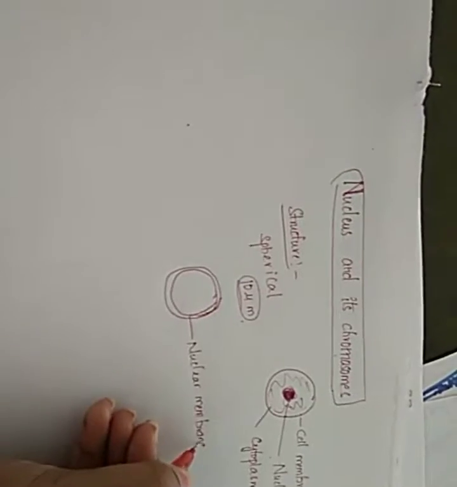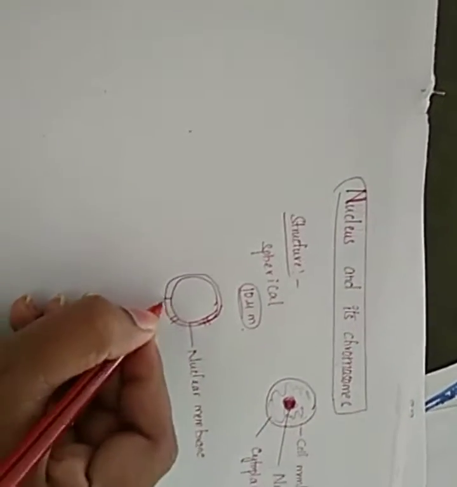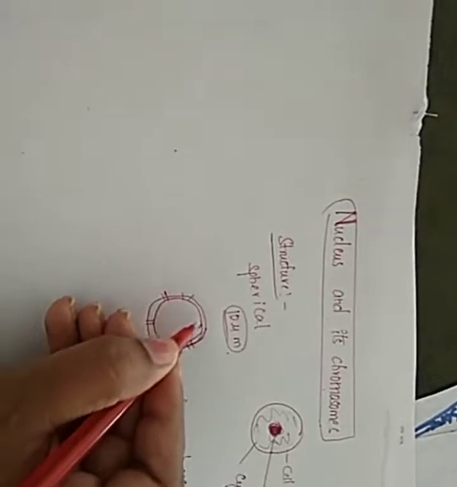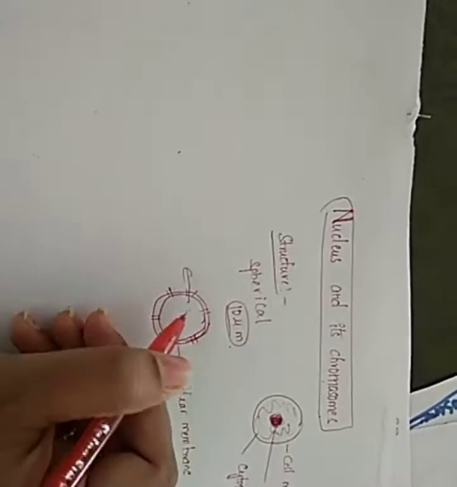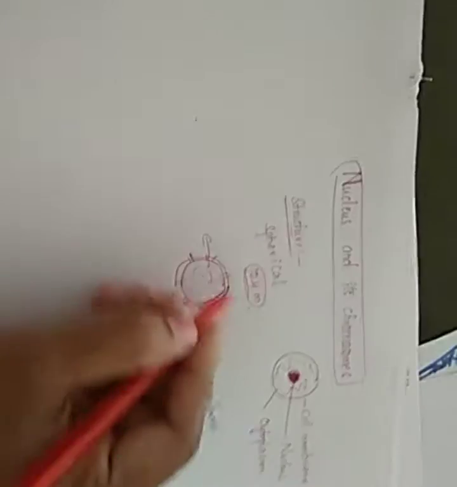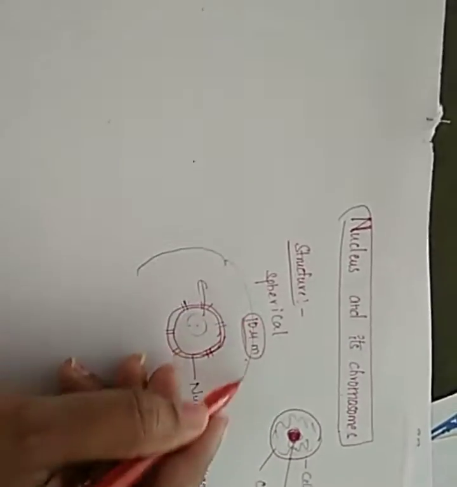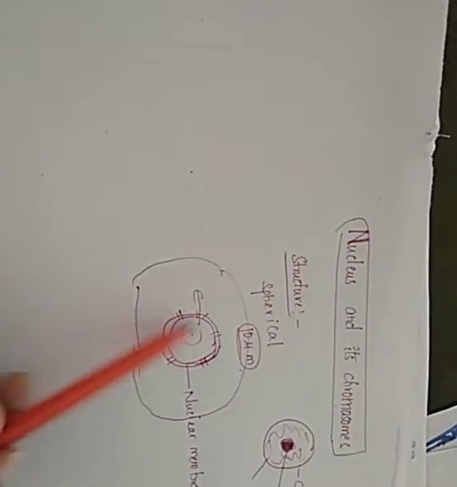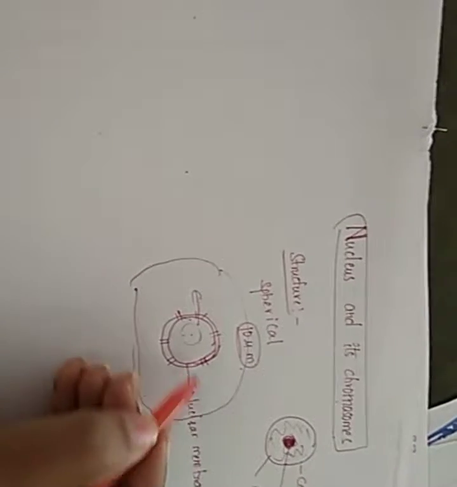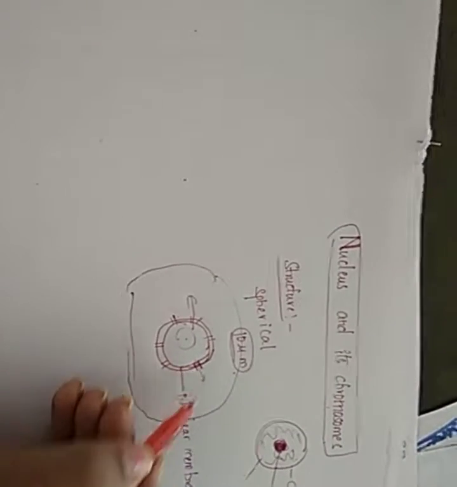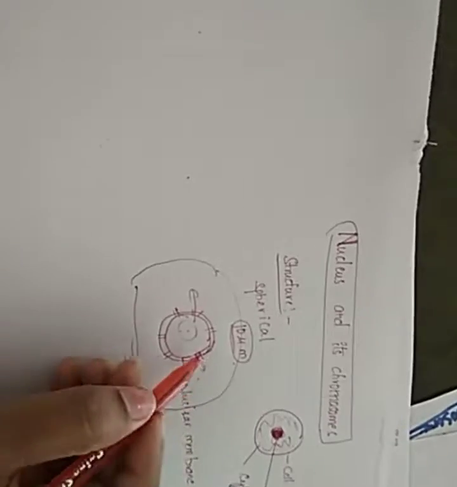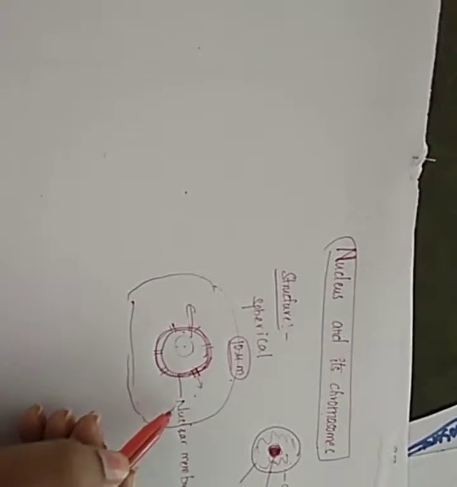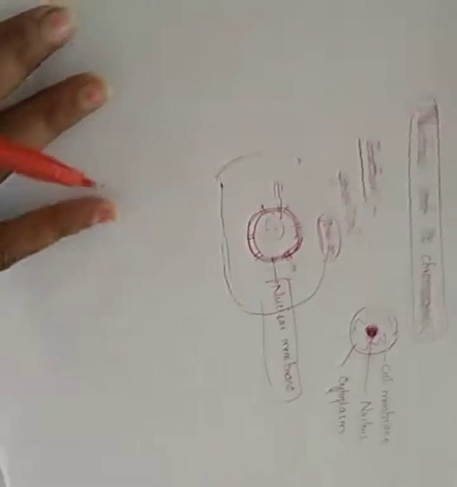This nuclear membrane has pores. Little pores are present to transport information from the inside of the nucleus to the cytoplasm of the cell. So it has a cover, the nuclear membrane, with pores to send material outside the nucleus, and it is double layered.